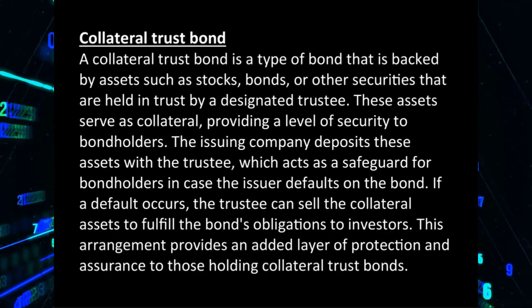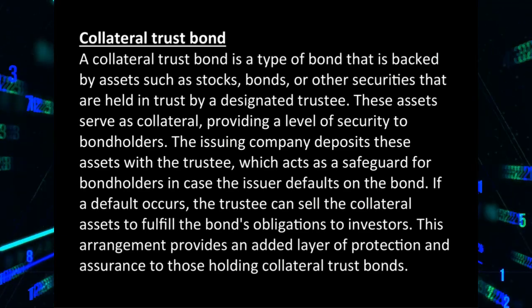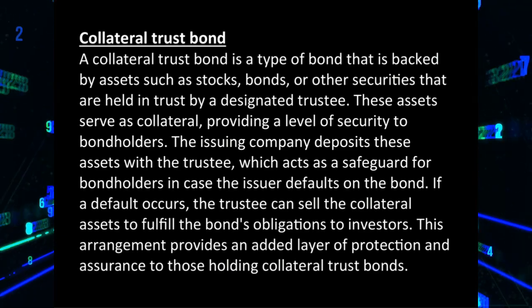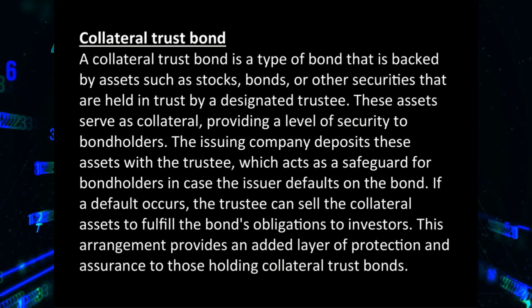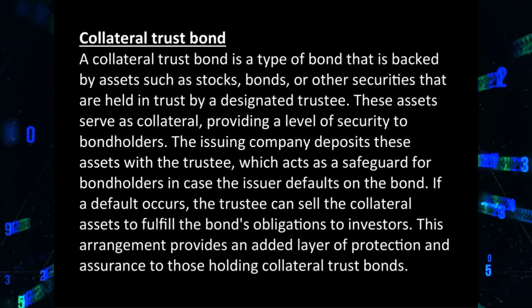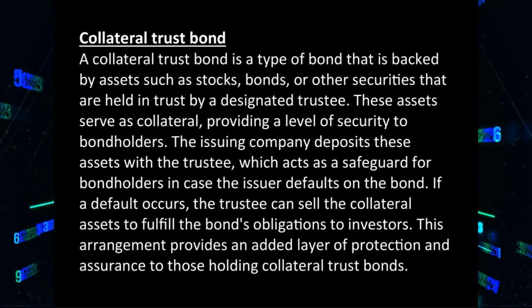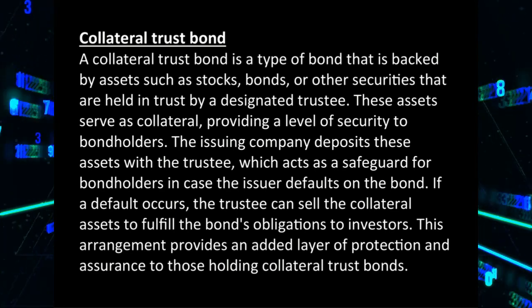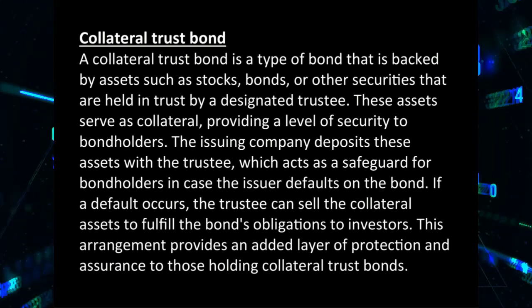Collateral trust bond. A collateral trust bond is a type of bond that is backed by assets such as stocks, bonds, or other securities that are held in trust by a designated trustee. These assets serve as collateral, providing a level of security to bondholders.